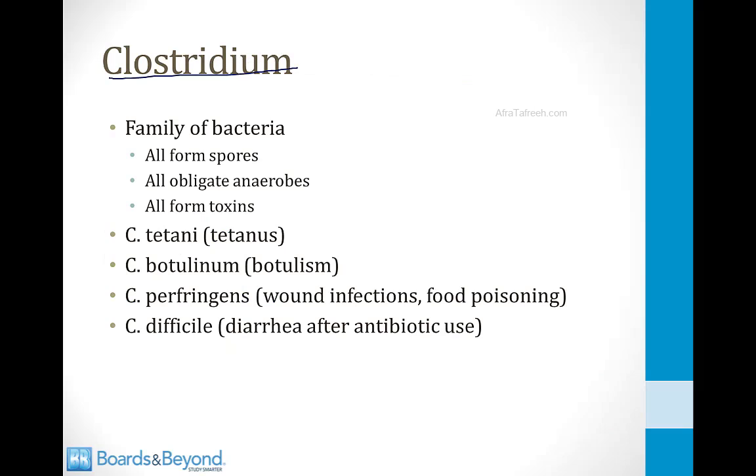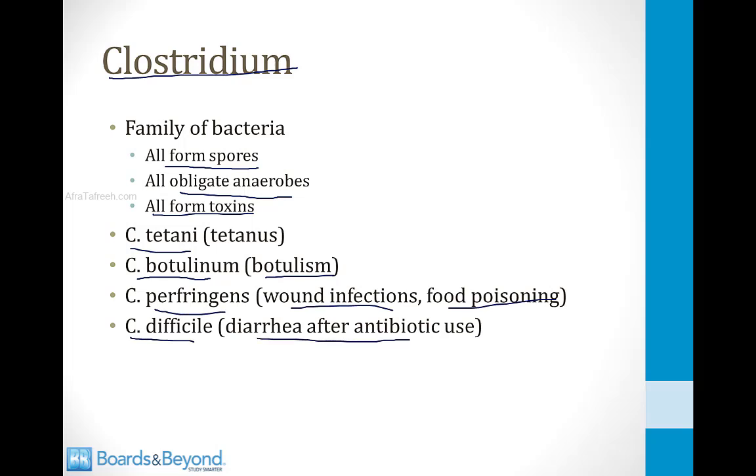So Clostridia are a family of bacteria and they all share some features that you should remember. They can all form spores. All of the Clostridia are obligate anaerobes, and they all make a toxin. And there are 4 of them that cause disease that you need to know about. The first one is Clostridium tetani, which causes tetanus. The next one is Clostridium botulinum, which causes botulism. Clostridium perfringens causes wound infections and food poisoning. And finally, Clostridium difficile causes diarrhea after antibiotic use.